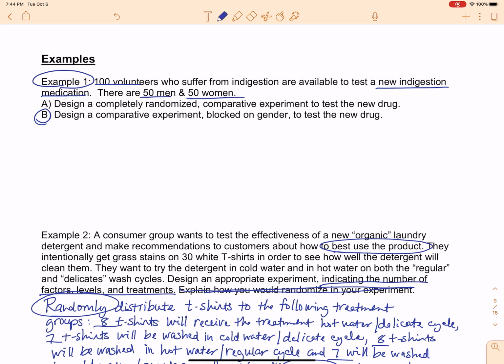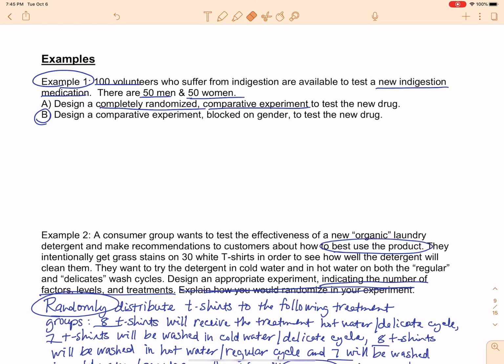In part A, in the other video, we designed a completely randomized comparative experiment to test the new drug. If you'll recall, we started out with our 100 volunteers, and then we randomly placed them with the new drug, and I think I used a placebo for the control. So that's what a completely randomized experiment looks like.